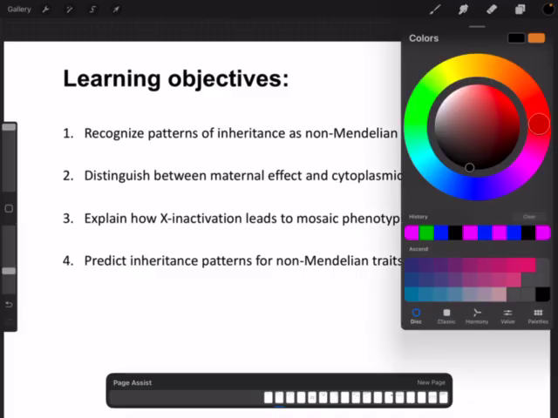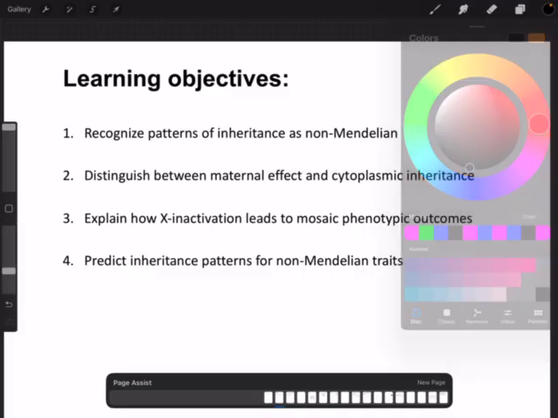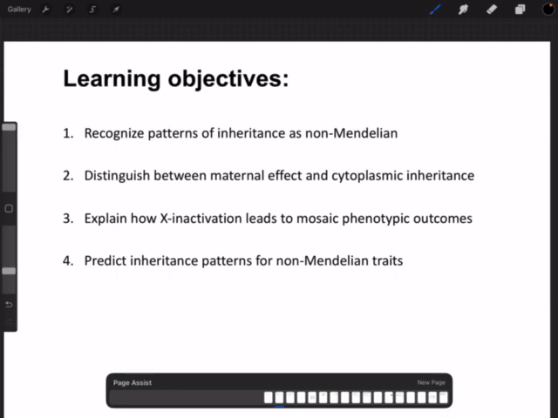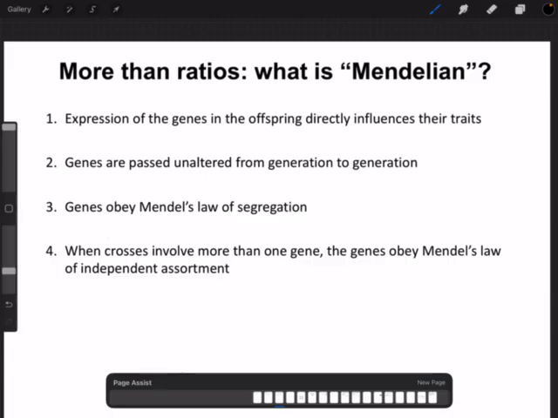The learning objectives are then to be able to recognize patterns as non-Mendelian, to distinguish between maternal effect and cytoplasmic inheritance. Those are often confused with one another, so it'd be important to be able to distinguish between those two, to explain how X inactivation leads to mosaic phenotypic outcomes, and to predict inheritance patterns for non-Mendelian traits, similar to what we've normally been doing with our Punnett squares, but with a little extra pizzazz thrown in from the non-Mendelian angle.